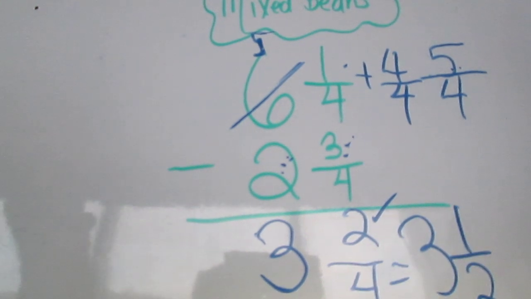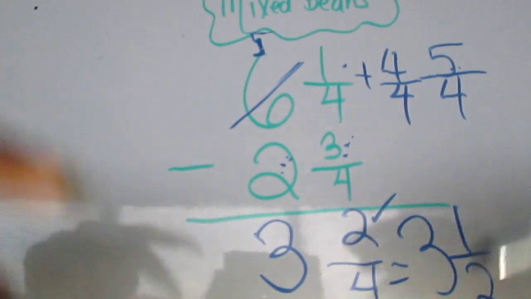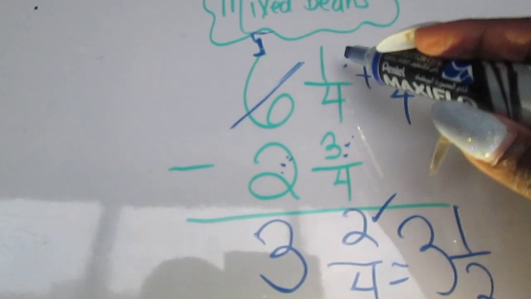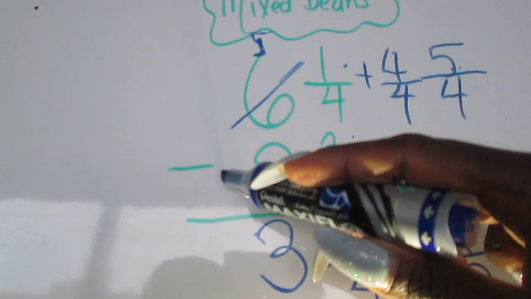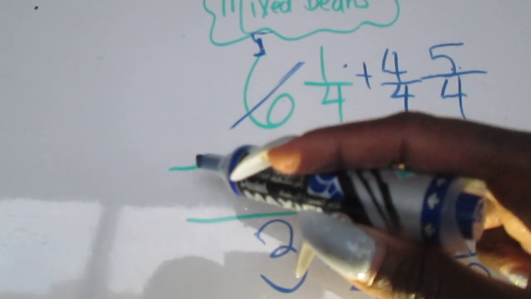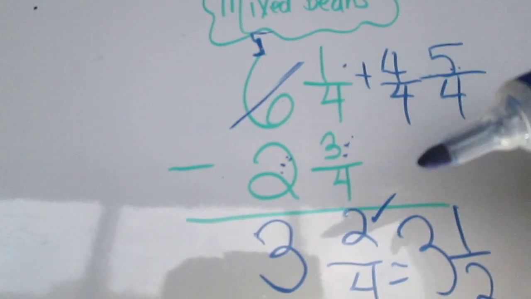So that's one more problem I want you to practice. Again, use your own numbers, whatever problems you have in your book. This is only when your numerator at the top is less than your numerator at the bottom, and you have to subtract. That's the only way you need to rename it. Otherwise, if you're adding, you would just add those two together.